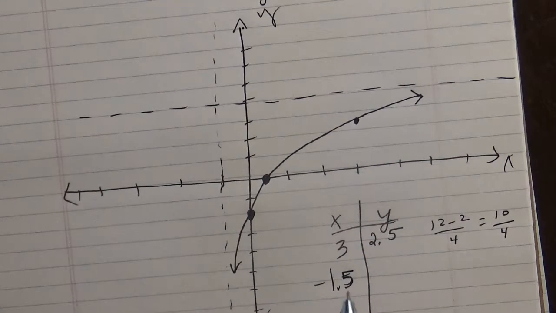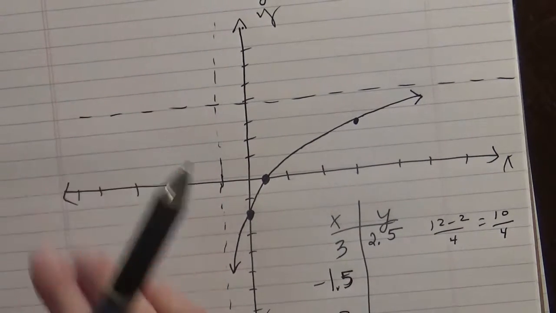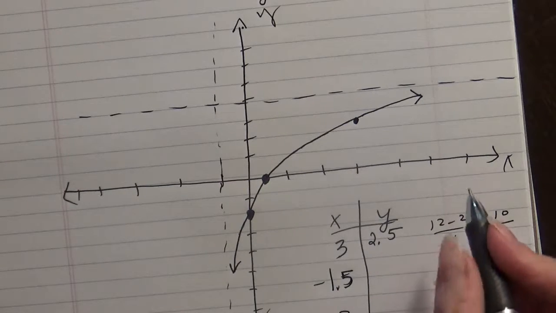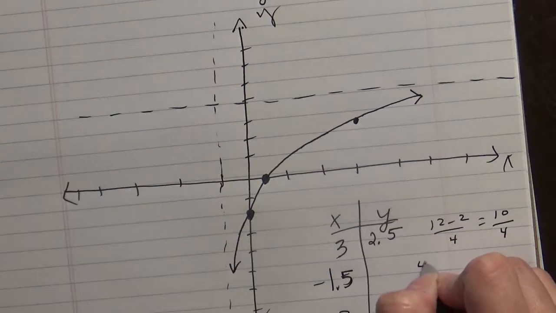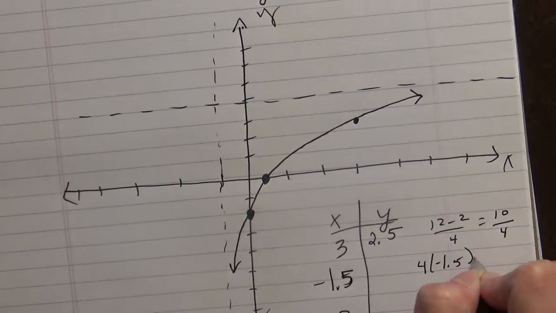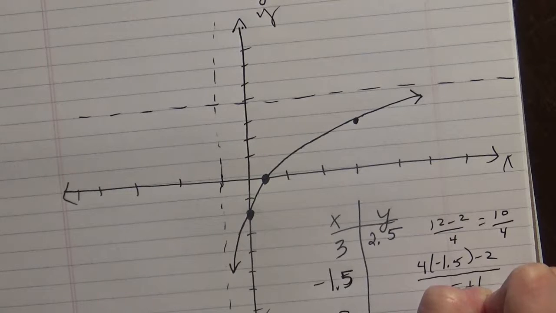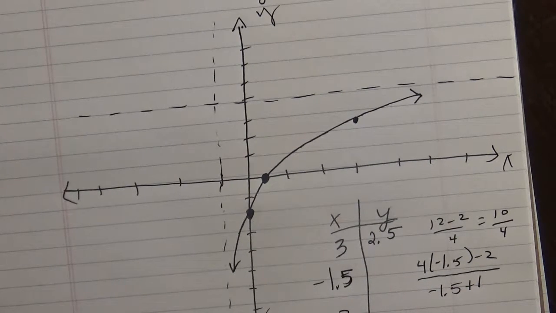Now what about the negative 1.5? What's going on back here? If x equals negative 1.5, what is my y? I'm just going to substitute that back in. 4 times negative 1.5 minus 2 over negative 1.5 plus 1. That just came from substituting back into f of x.